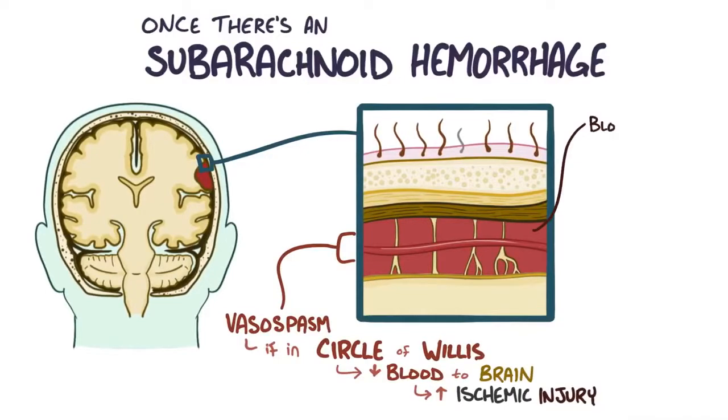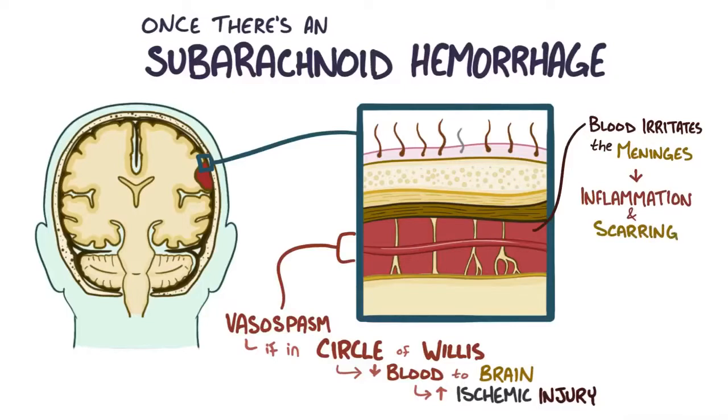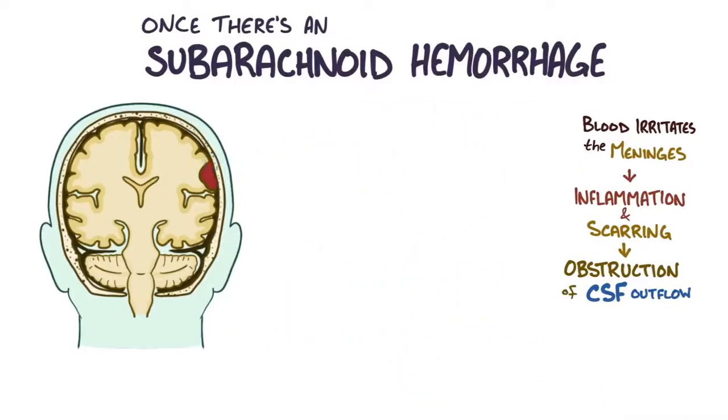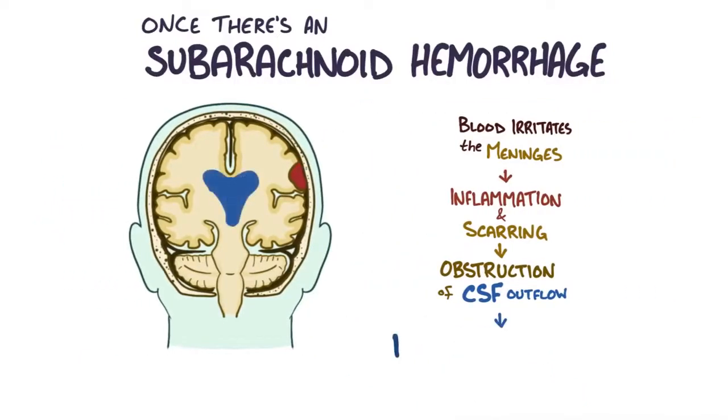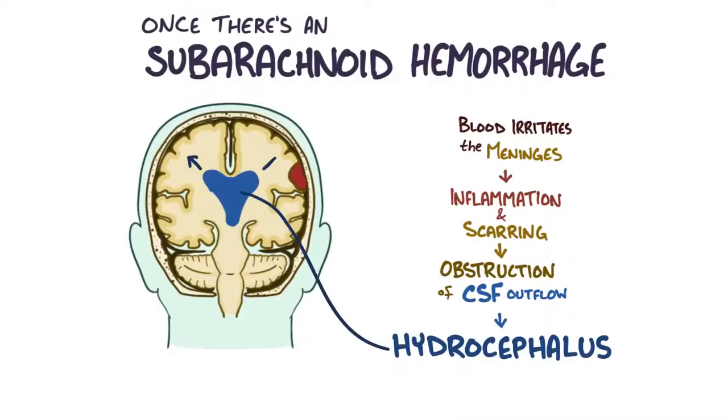Over time, blood in the subarachnoid space can irritate the meninges and cause inflammation, which leads to scarring of the surrounding tissue. The scarring tissue can obstruct the normal outflow of cerebrospinal fluid, causing that fluid to build up, and that dilates the ventricles at the center of the brain. And this is referred to as hydrocephalus. As the ventricles dilate, there's also increased intracranial pressure, which compresses the brain tissue.